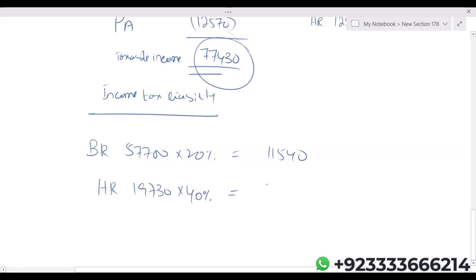Into 40%, that is 7,892. So 19,432. Students, where did you make the mistake? Can you please tell me that exactly? I think you people have not increased the bands, or is there any other reason? Please, can you tell me what is the reason for getting the different result?